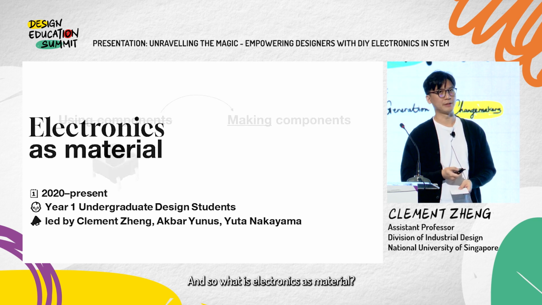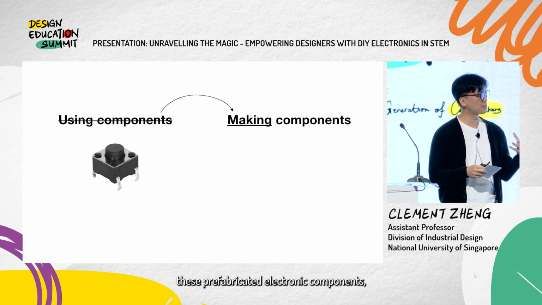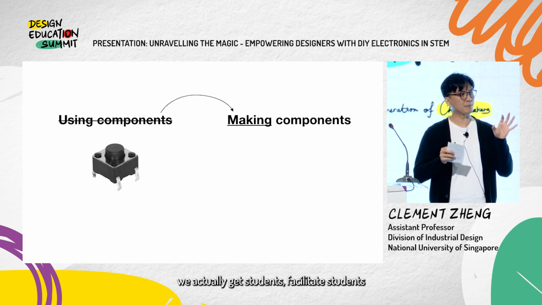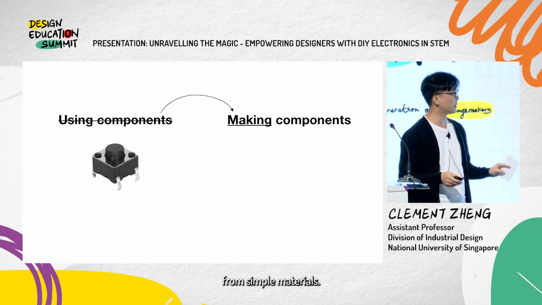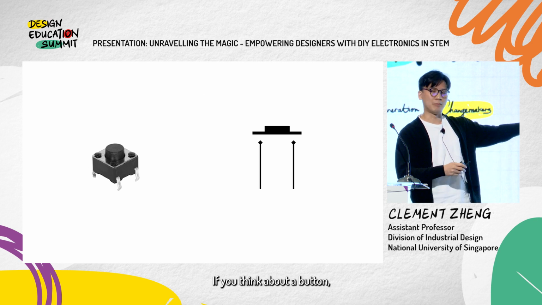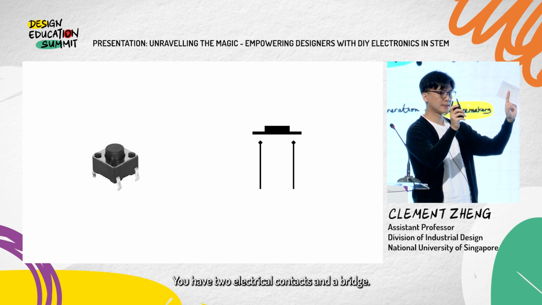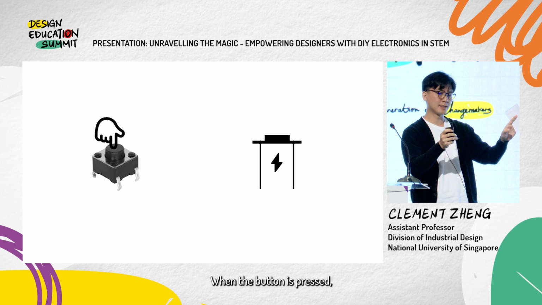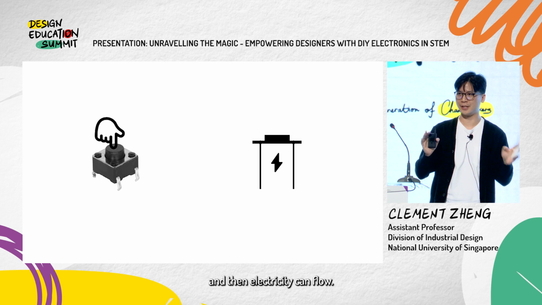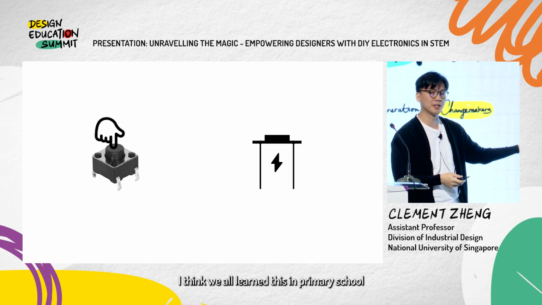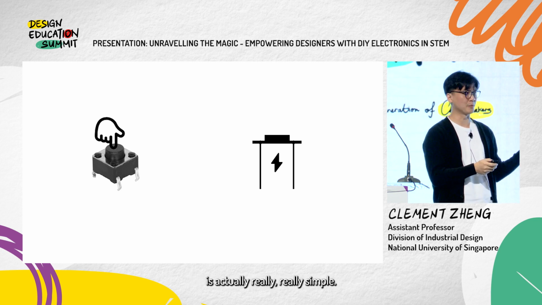So what is electronics as material? Instead of teaching students how to use these prefabricated electronic components, we facilitate students to make these electronic components from scratch, from simple materials. If you think about a button, the working principle is actually really simple. You have two electrical contacts and a bridge. When the button is pressed, the bridge short circuits these two contacts. Essentially, it closes a switch, and then electricity can flow. I think we have all learned this in primary school at some point or another.